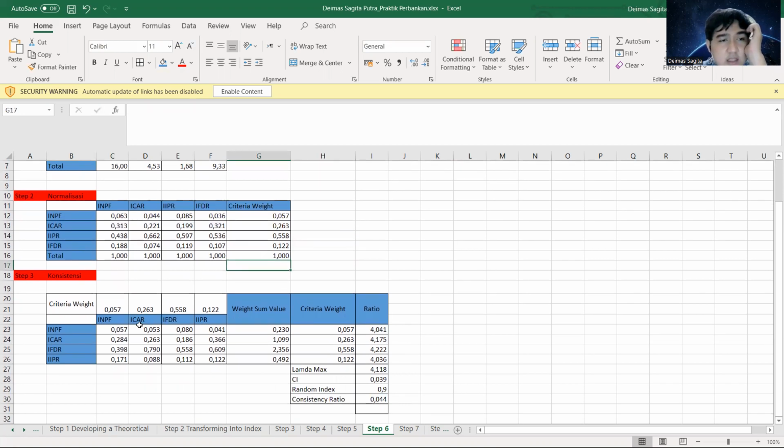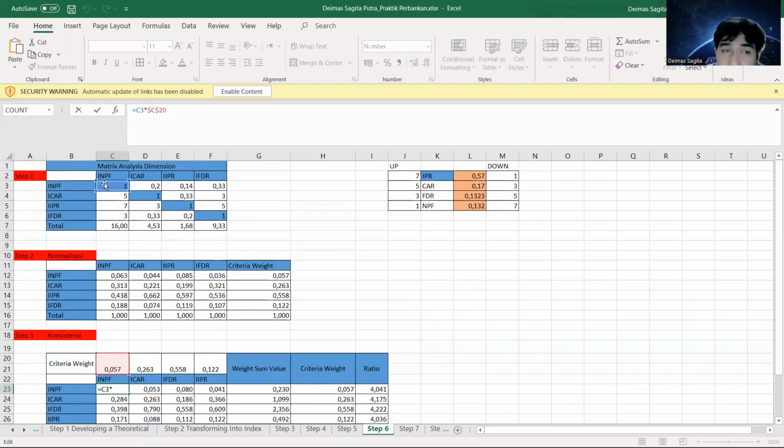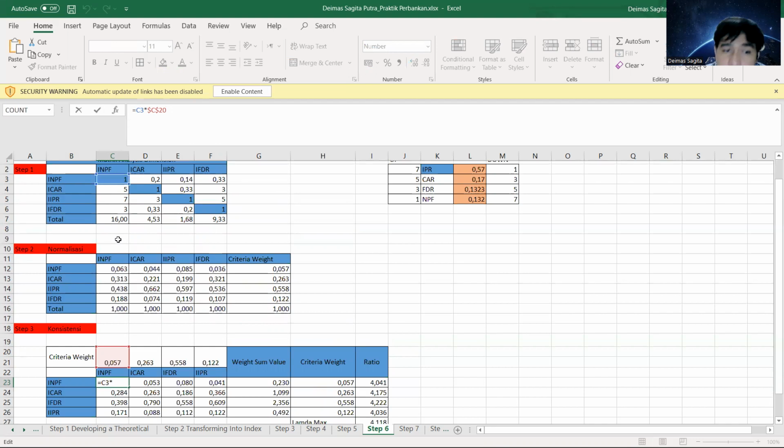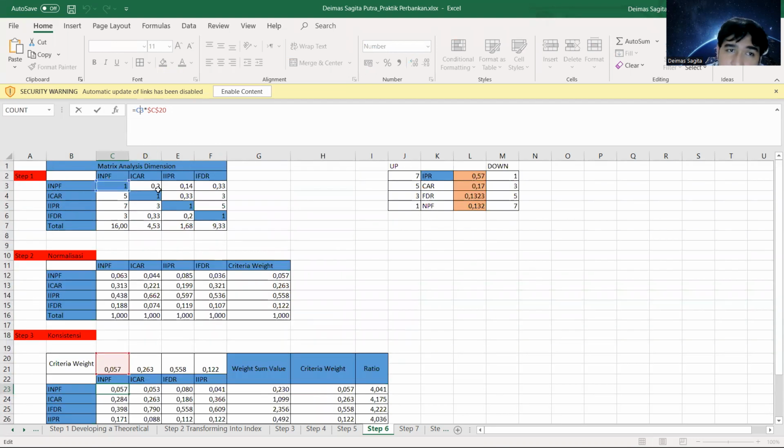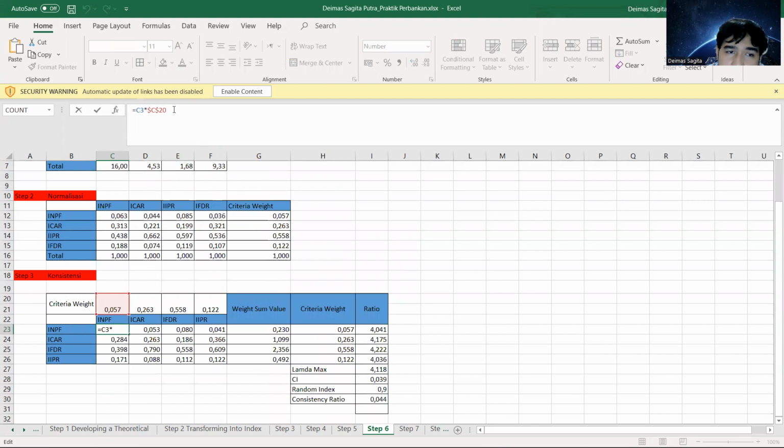This next step is consistency. We try to find the consistency. So make also the table. The formula is our value from step 1 in INPF, multiplied with the criteria weight from INPF here. Multiply, don't forget to lock, and just enter that.